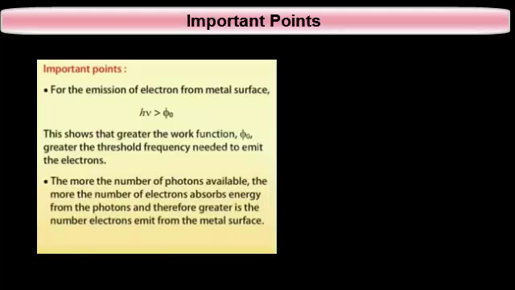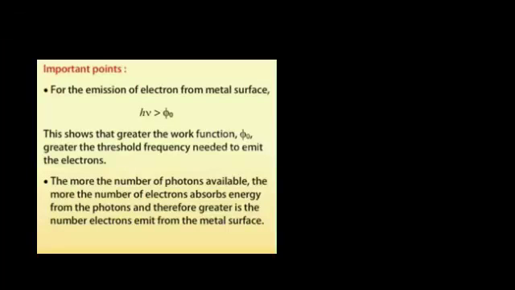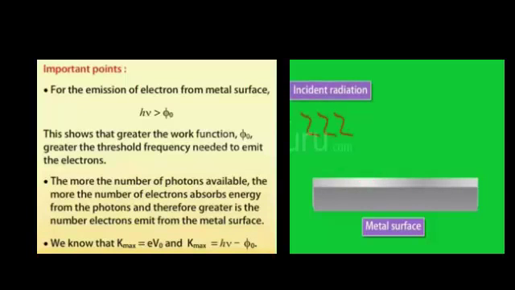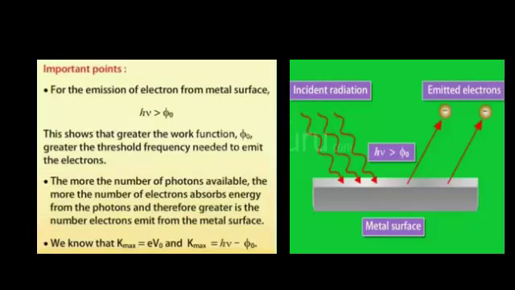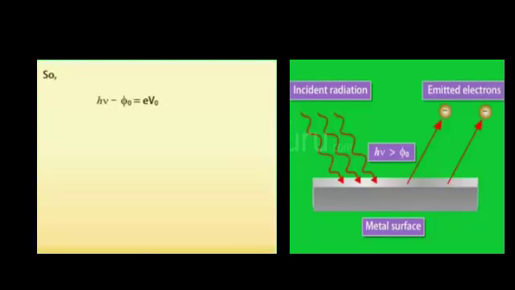We know that K max equals eV₀ and K max equals hν minus φ₀. So hν minus φ₀ equals eV₀. V₀ equals (h/e)ν minus φ₀/e.